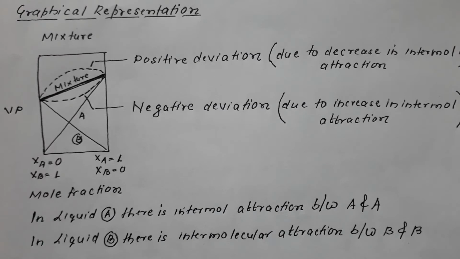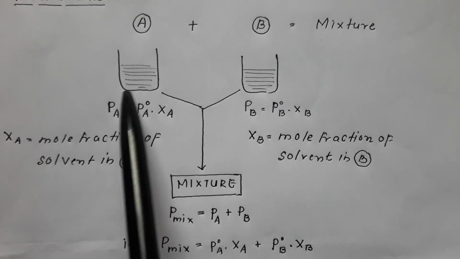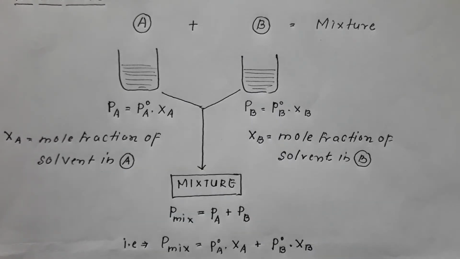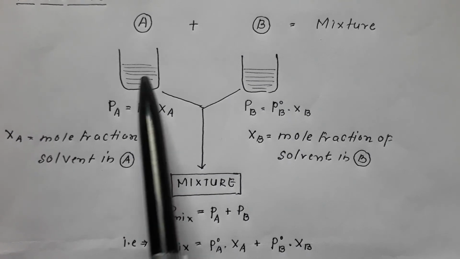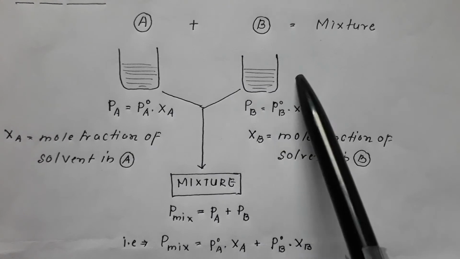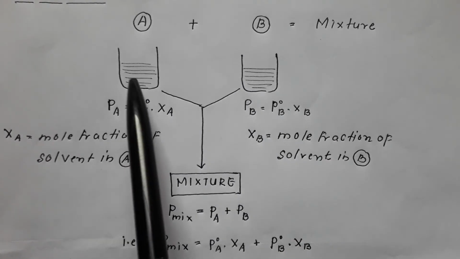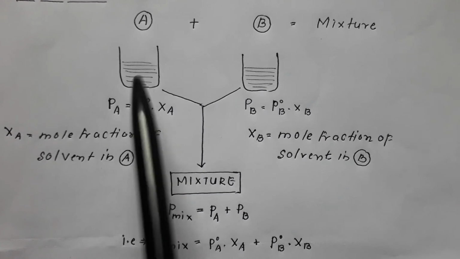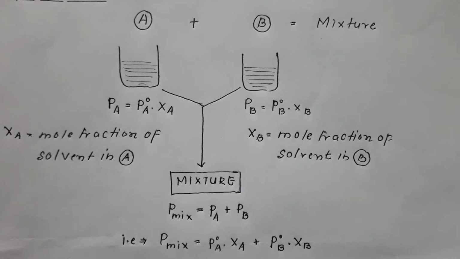Now, suppose this was the graph we were dealing with. This is component A, this is component B. In solution A, there is intermolecular attraction between particle A and A. In solution B, there is intermolecular attraction between particle B and B.